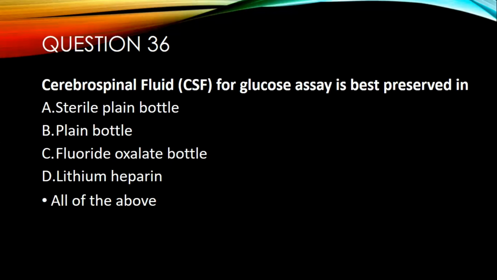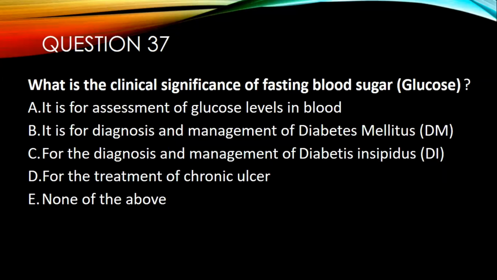So question 36. Cerebrospinal fluid, that is CSF, for glucose assay is best preserved in, remember if you're doing a glucose assay, you want to be able to preserve the glucose itself and you want to have plasma, all right? So what would you put it in? You want to preserve, so you put it in a fluoride oxalate bottle.